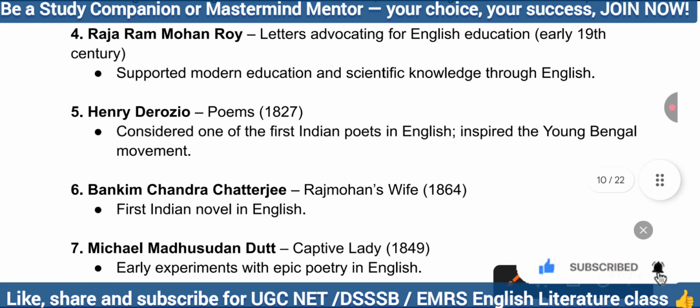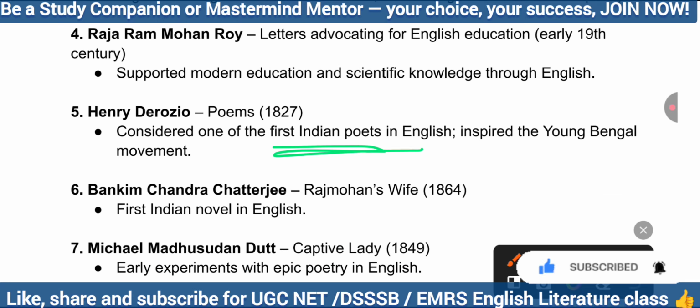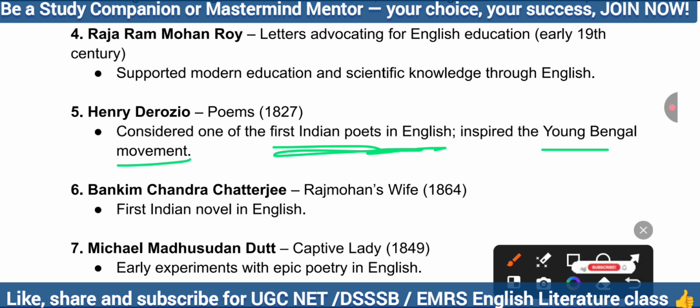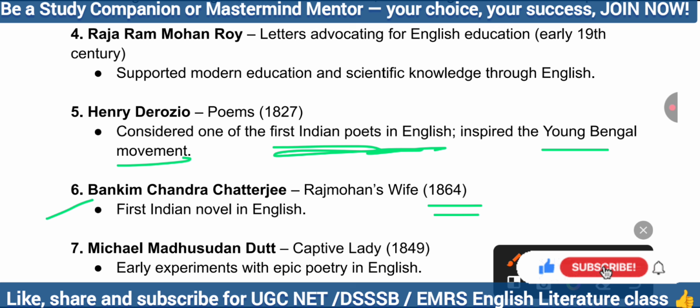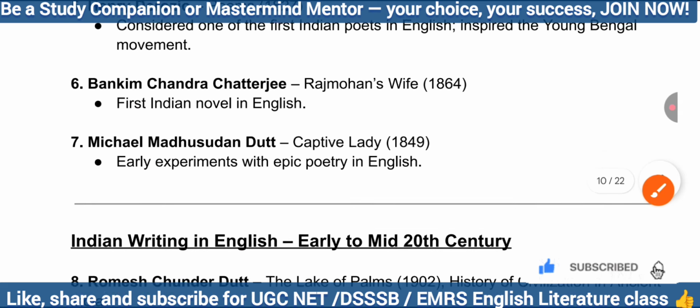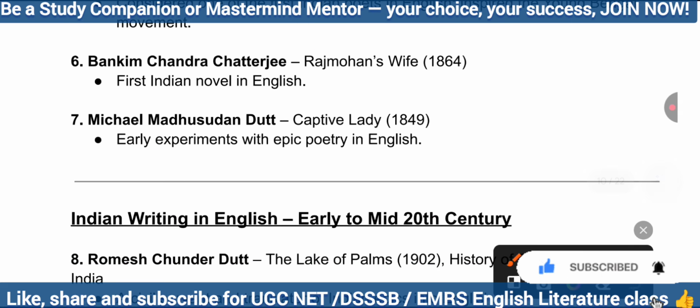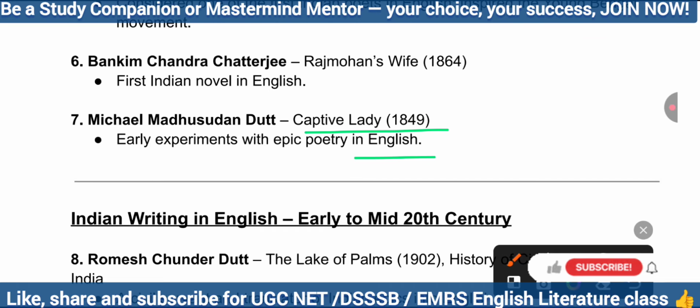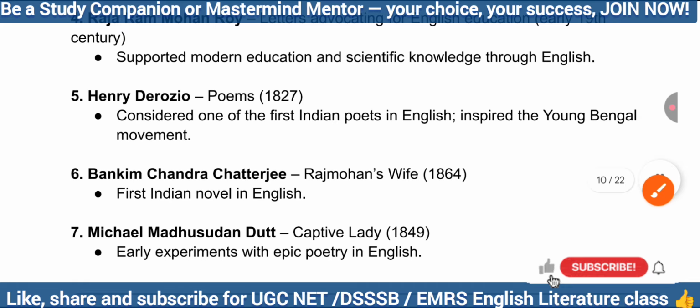Then Henry Derozio, considered one of the first Indian poets in English, inspired the Young Bengal movement. Remember, Bankim Chandra Chatterjee, Rajmohan's Wife, 1864. This is the first Indian novel in English. Then we have Michael Madhusudan Dutt, Captive Lady, 1849, early experiments with epic poetry in English. They were the writers who started writing their work in English, adopting the English language.